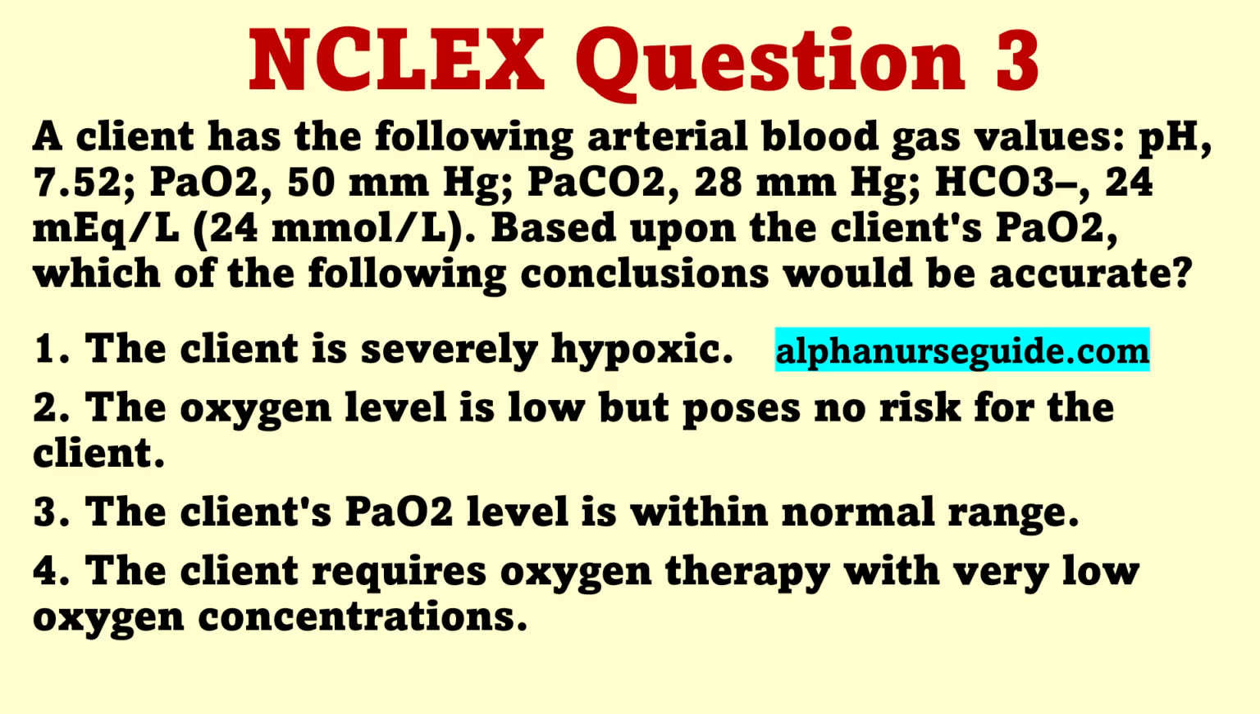A client has the following arterial blood gas values. pH is 7.52. PaO2 is 50. PaCO2 is 28. HCO3 is 24 milliequivalents per liter. Based upon the client's PaO2, which of the following conclusions would be accurate? 1. The client is severely hypoxic. 2. The oxygen level is low but poses no risk for client. 3. The client's PaO2 level is within normal range. 4. The client requires oxygen therapy with very low oxygen concentrations.